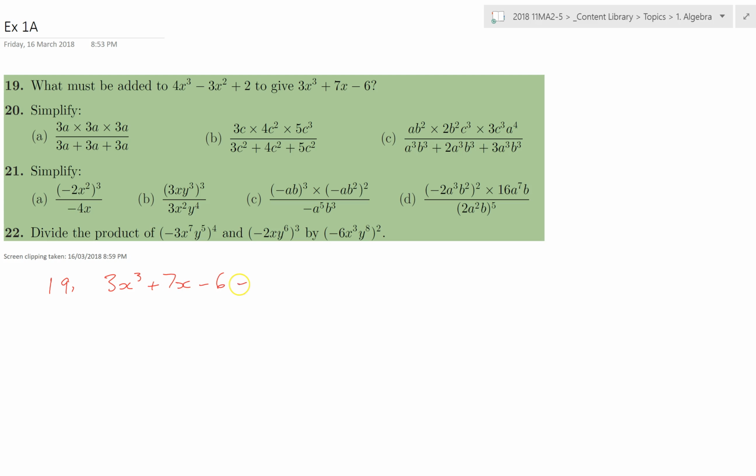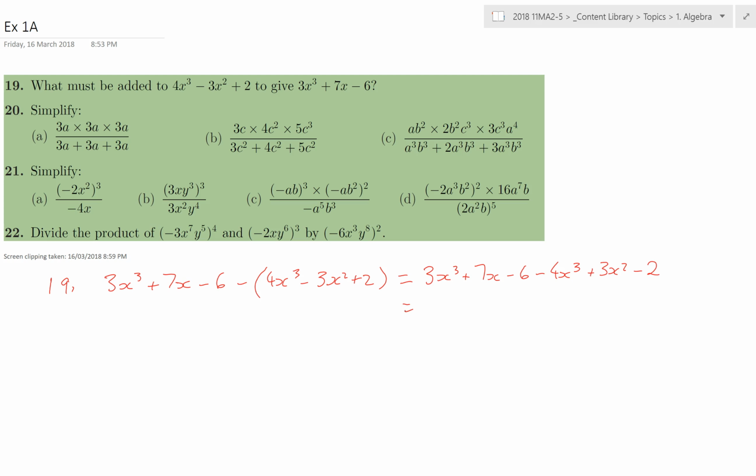If I subtract all of this, put the brackets because we're going to have to distribute that negative, 4x cubed minus 3x squared plus 2, if I subtract this, that's going to tell me what I could add to this to give this. Equals. So let's rewrite that first bit, 3x cubed plus 7x minus 6. Now I've got minus 4x cubed. Now it becomes a plus because of the negative and another negative, so plus 3x squared minus 2.